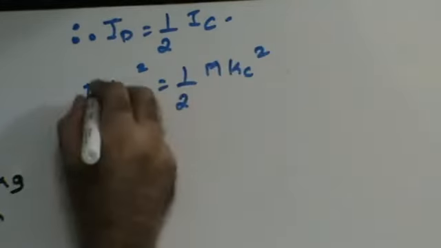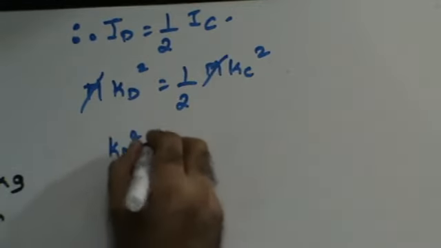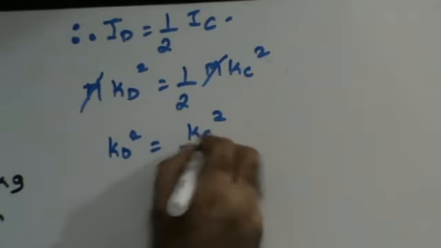When I compare these two equations, what we see, guys, is that IC is mr square by 2 and ID is mr square by 4. That means I can say therefore ID is half IC. Moment of inertia of the disc about the diameter is half the moment of inertia about the center. Now moment of inertia is mk square, so m kd square is half m kc square. M and M get cancelled, so kd square is kc square by 2.